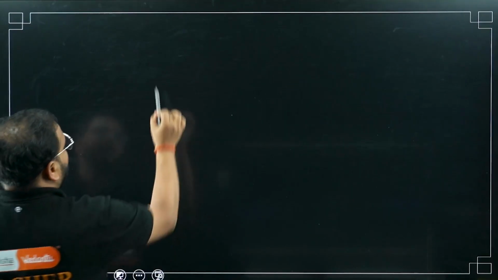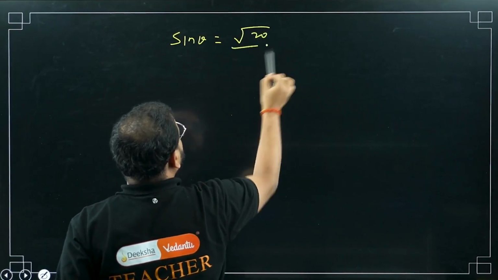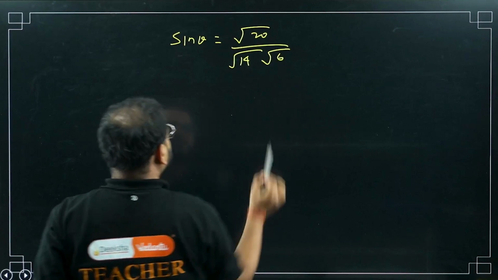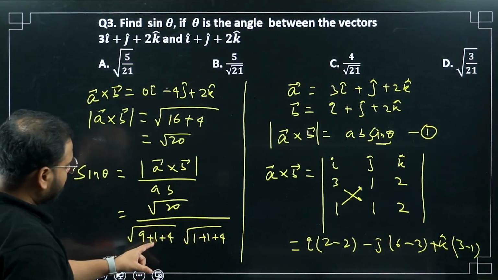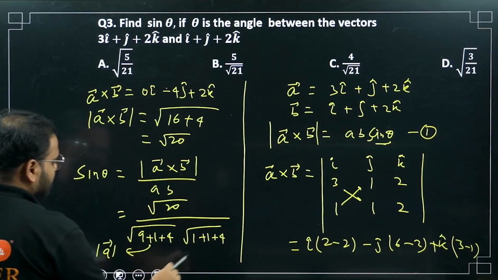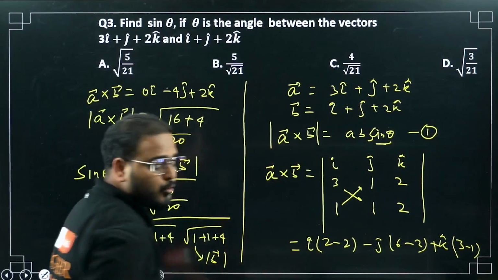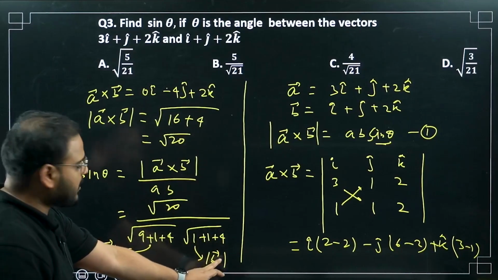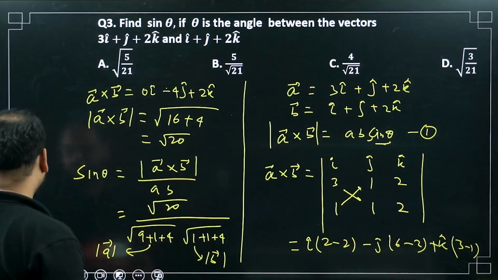Okay, now I can write here sin theta is equal to root 20 upon, please check, root 14 times of 6. Is it right? 4 plus 2 is 6. Please have a look. What is this value? This is mod of A. And what is this value? Mod of B. How can we find it? Using the formula root of x square plus y square plus z square. So 1 square plus 1 square plus 2 square is 4. 3 square plus 1 square plus 2 square is 9 plus 1 plus 4, which is 14.